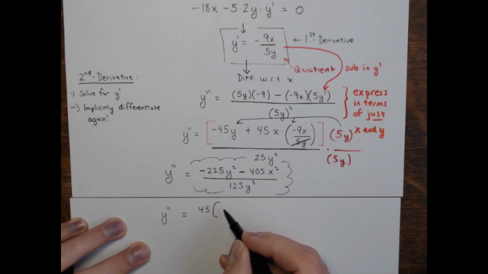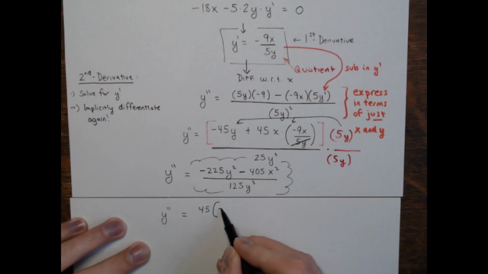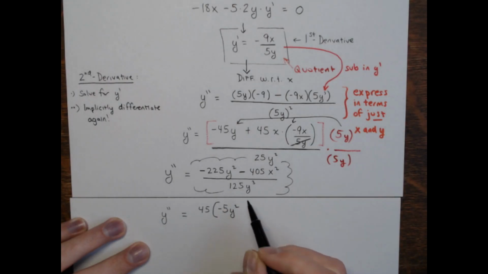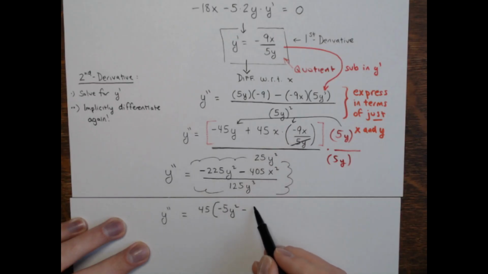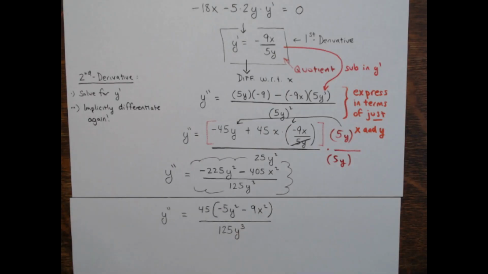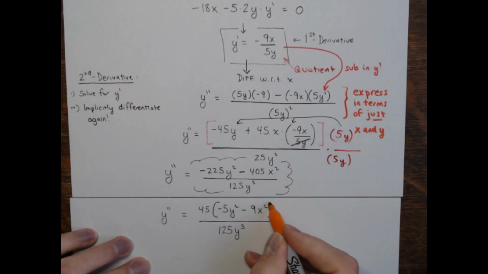And then we have negative 5y squared from the first term, then minus 45 times 9, right? 9x squared from the second term. And all that over this 125y cubed in the denominator. And look at something hopefully familiar from the very beginning of the problem that shows up here. So you see this negative 5y squared minus 9x squared.